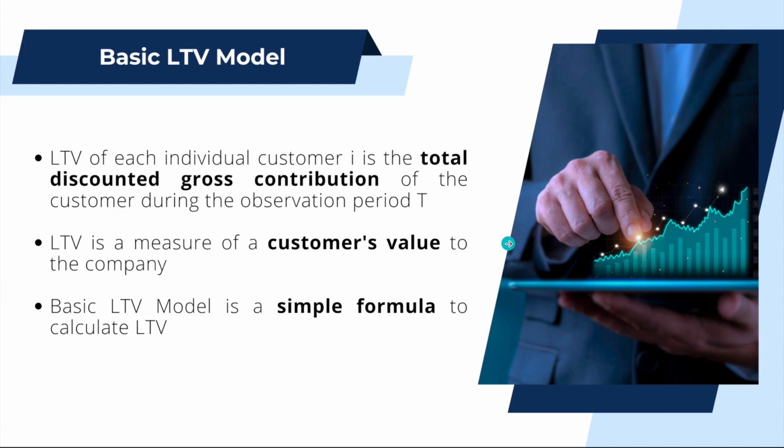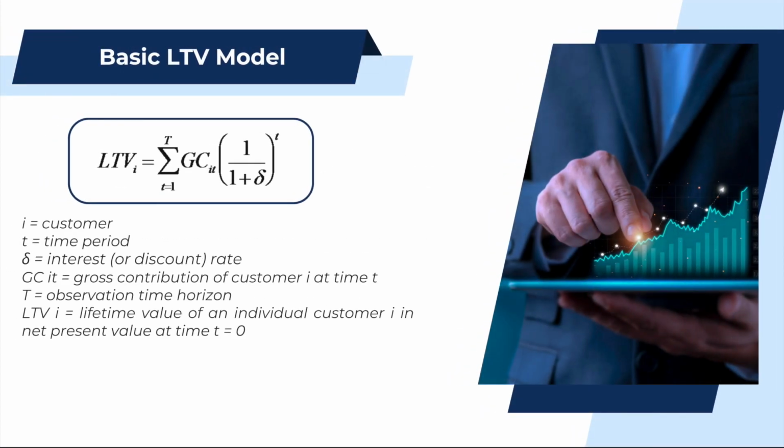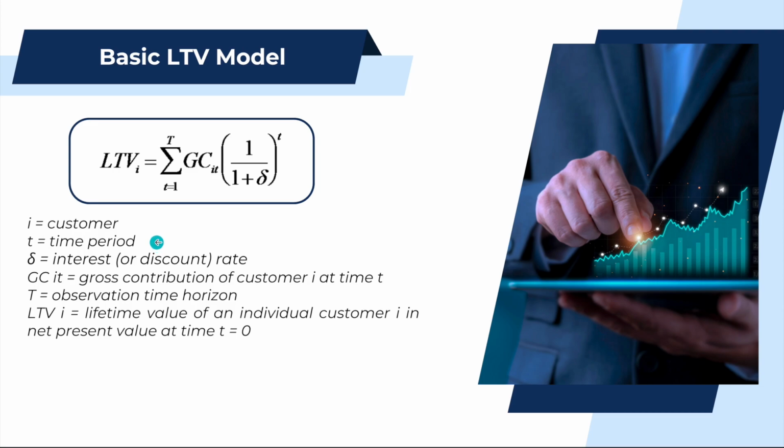The basic LTV model is a simple formula to calculate LTV, used for educational and conceptual purposes. It is usually based on past customer behavior and may have limited diagnostic value for future decision-making. In addition, contribution margin and total observation time will be based on actual available information or internal customer data. Interest can be collected from finance. In this formula, I is customer, T is time period, delta is the interest, or discount, rate, GC is the gross contribution of customer I at time T, T is the observation time horizon, and LTVI is the lifetime value of an individual customer I in net present value at time T is 0.